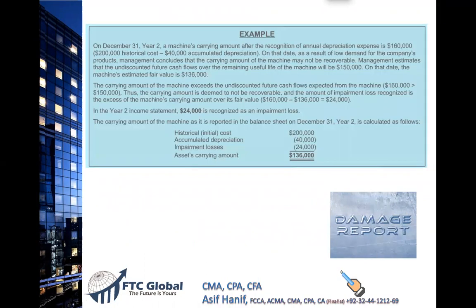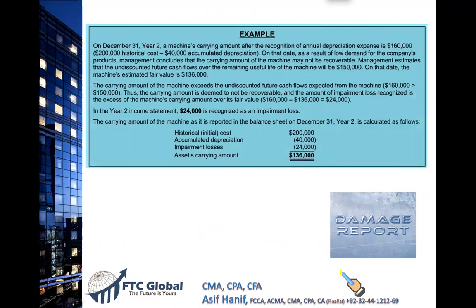Okay, then what about the example we have? We have a good example here. An asset, a machine, has a carrying amount after the recognition of annual depreciation of 160. What is carrying value? It is the book value, that is the original historical cost minus the accumulated depreciation. So carrying value is 160. Let's write this down. Step 1 says that the carrying value is $160,000. We must compare it with the sum of undiscounted future cash flows, just for short.